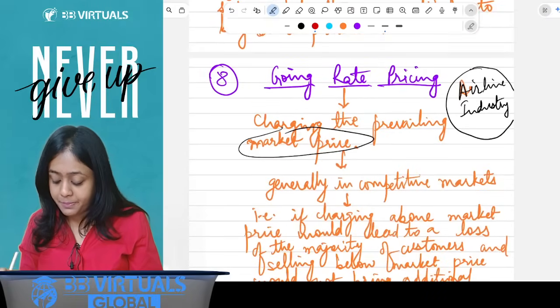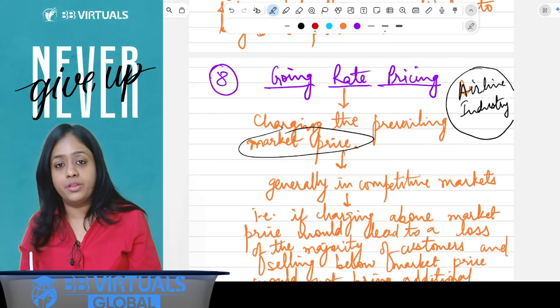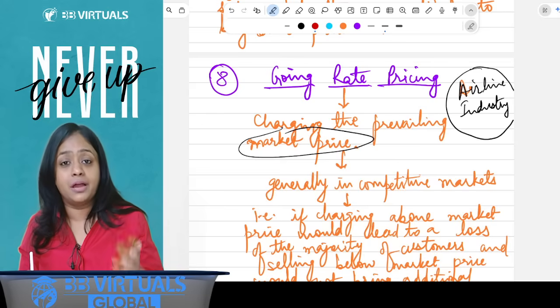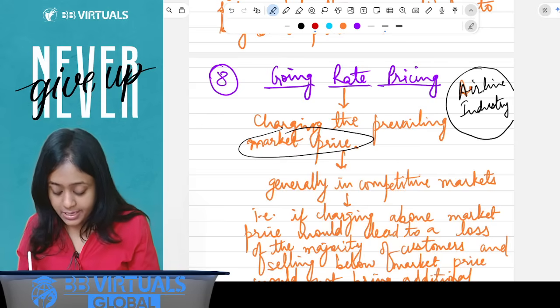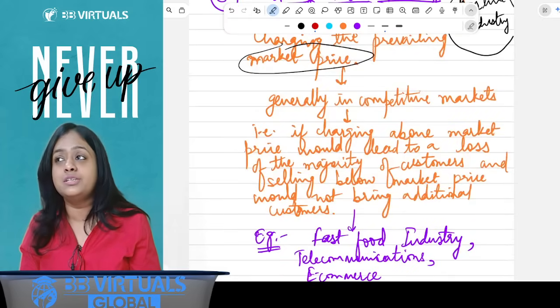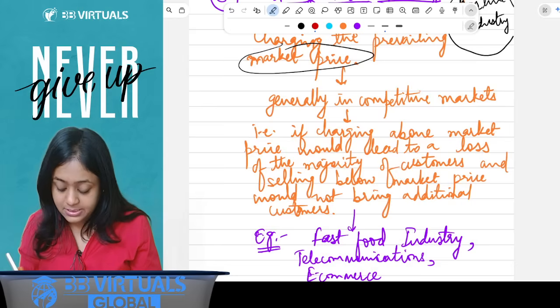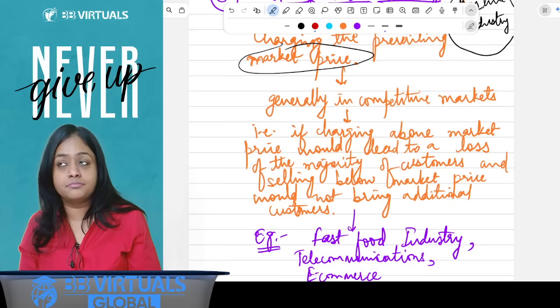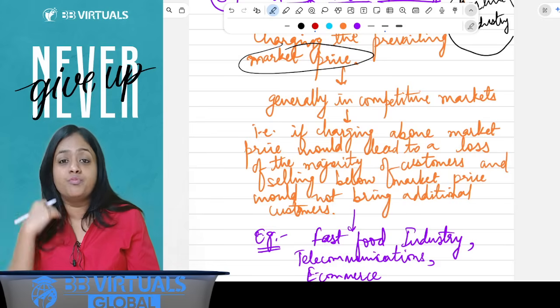Now, going rate pricing is like your airline industry. Here they charge the price which is prevailing in the market. Like when you go and buy gold jewelry, you pay the prevalent gold rates. In a comparative market, you cannot charge above this. Even if you charge above this, it will not attract more customers, and in fact the customers will be lost.